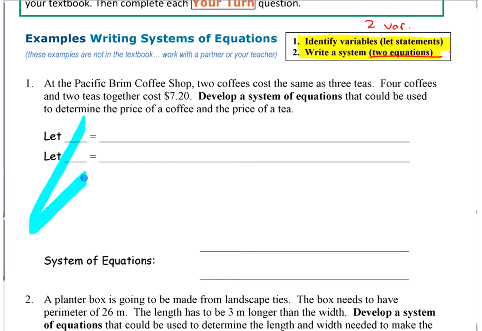In the next section, none of this is here, just a big blank space. And you have to do not just set it up, but then steps 3 and 4 are going to be solve the system and answer the original problem. Okay? Anyways, there's 4 examples here, just different situations that you can try.